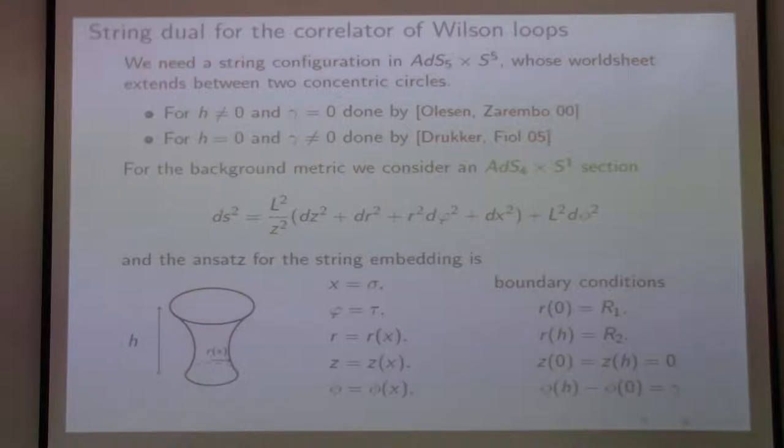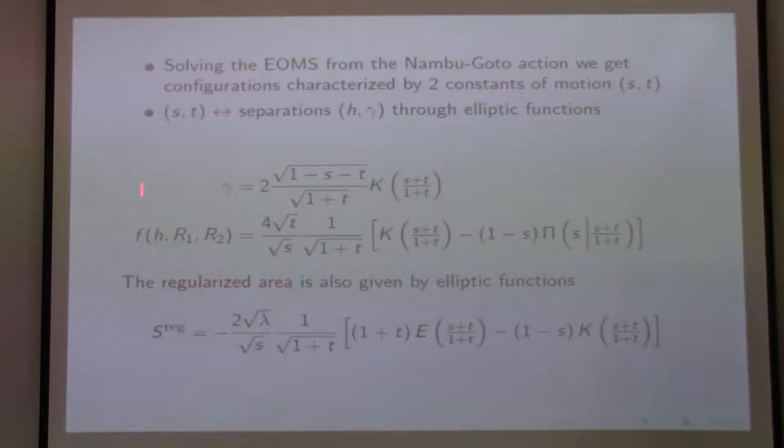Okay, now without going into any detail, you have to consider now a string worldsheet that connects the two loops, separated by h. On this worldsheet, the radial function has to be a function of r, but of course I cannot draw it because I don't have the dimensions. There is also a Poincaré radius that is a function of the separation, and this angle in the phi sphere that I am adding is also a function of x, and of course this is subject to different boundary conditions.